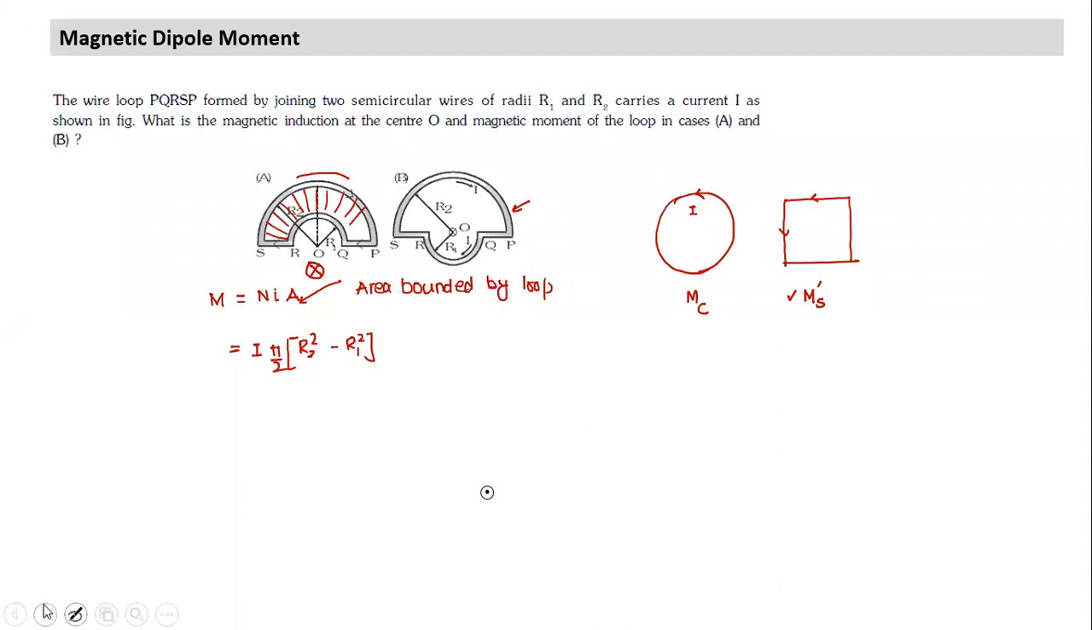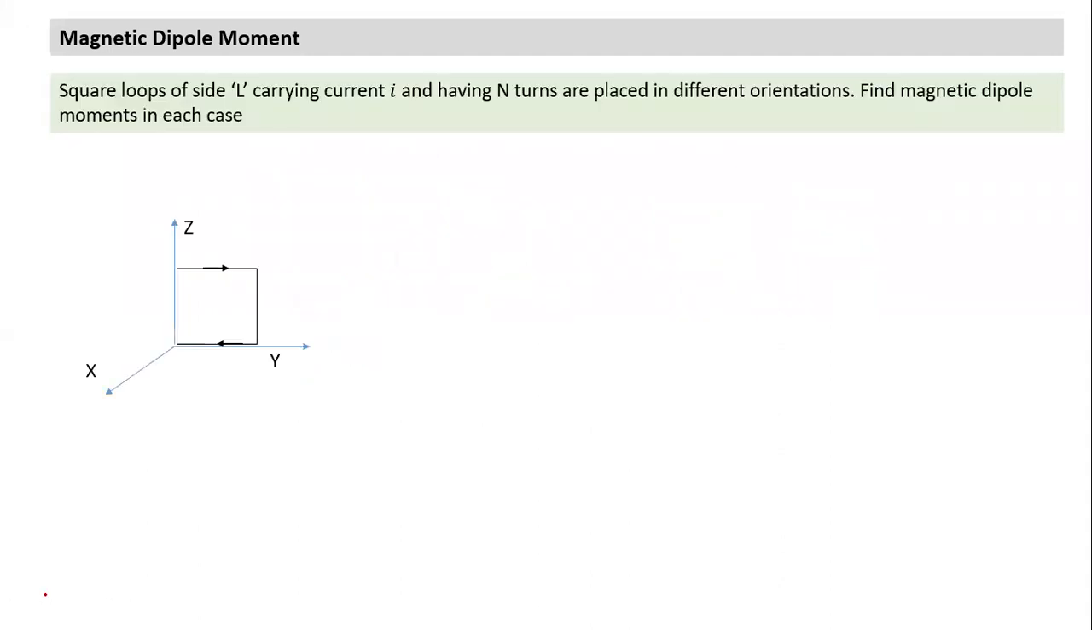In simple cases, I look at some cases which are not as simple, but okay. Before I go to a little more complicated question, let's take different orientations. In all cases, I will take some three or four orientations of square loops of side L. This side is also L, this side is L, and in all cases the current is I. How many turns does it have? It is not shown; it has n turns. Placed in different orientations, find the magnetic dipole moment in each case in vector form.